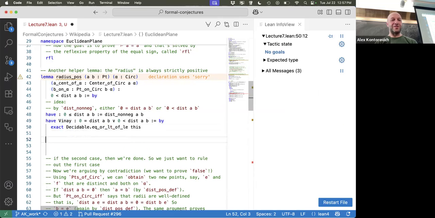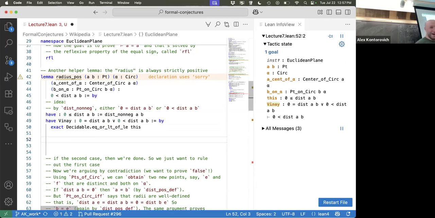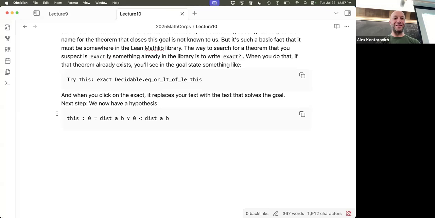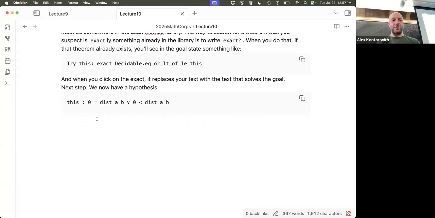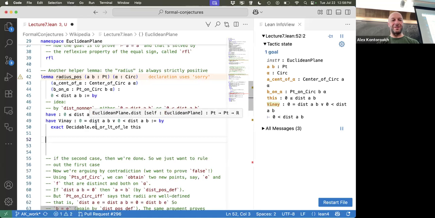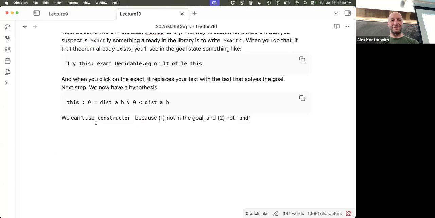Okay. So we have, I will leave it as this in the official notes if that's okay with you. We have this hypothesis. We can't use constructor because first of all, it's not in the goal, and second of all, it's not an and. It's not an and. So this is an or, and it's in the hypotheses.